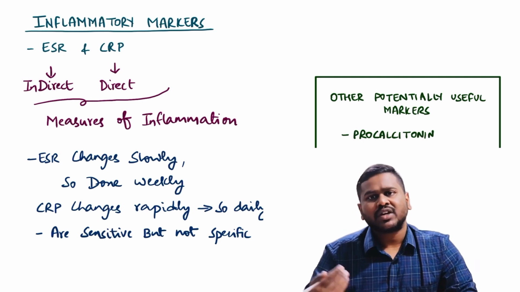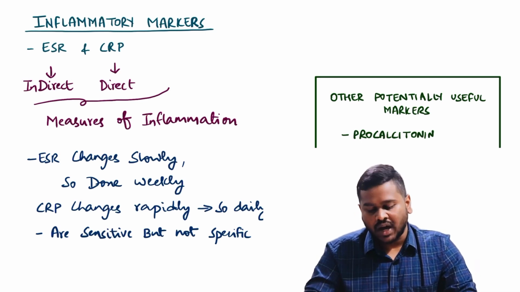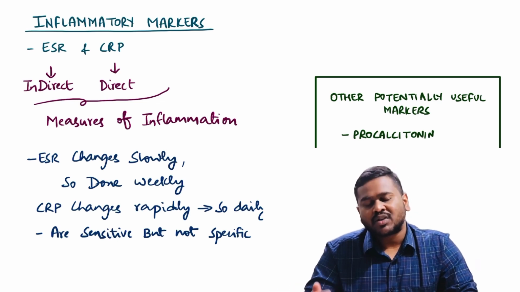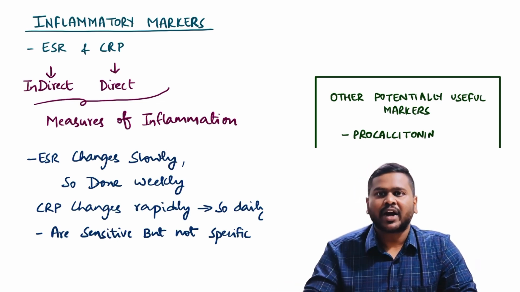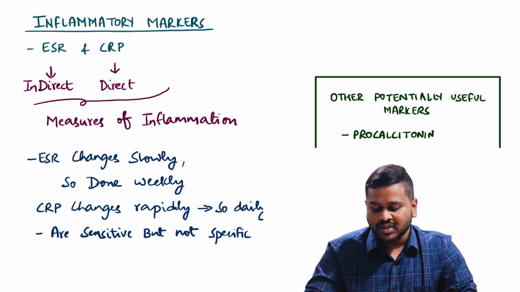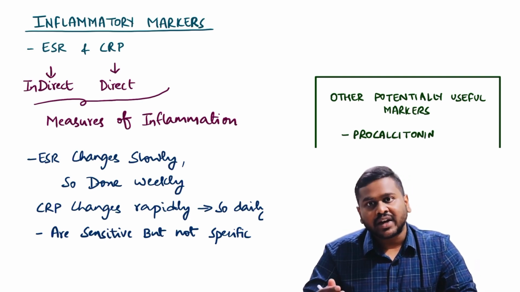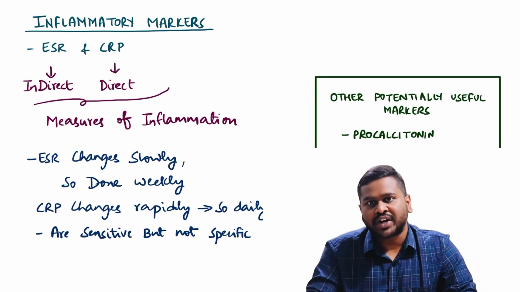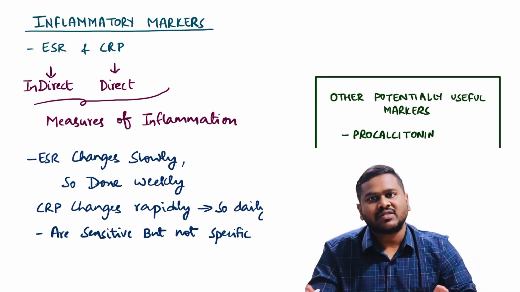And other potentially useful markers of inflammation are procalcitonin and serum amyloid A. These markers are most commonly used in private practice more than in our government hospitals. And also their clinical utility requires further more validation before widespread use. For now, ESR and CRP will be sufficient.